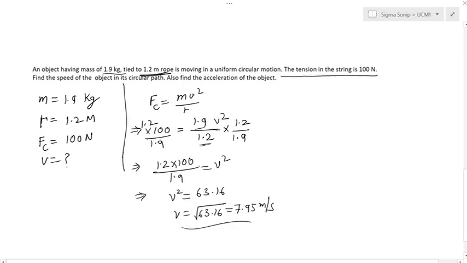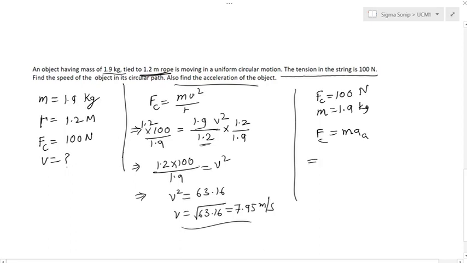We found the velocity. Next one is find the acceleration of the object. Now we are given F and we are given m. I can write that again. We are given F is equal to 100 Newton and m is equal to 1.9 kilogram. So we just use the equation F equals ma. Sorry, this is c here. That gives you ac equals Fc over m, which is equal to 100 over 1.9. That gives you 52.63 meters per second square.